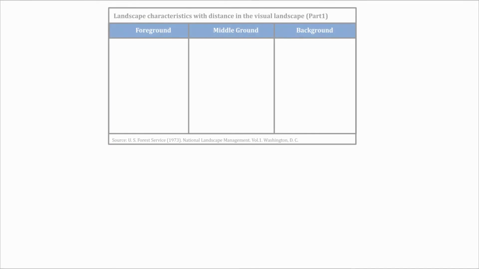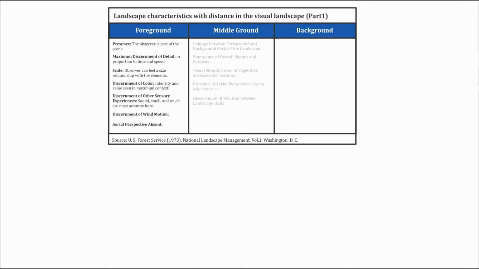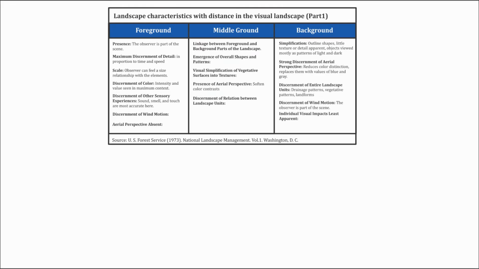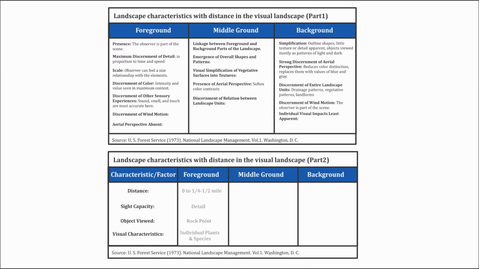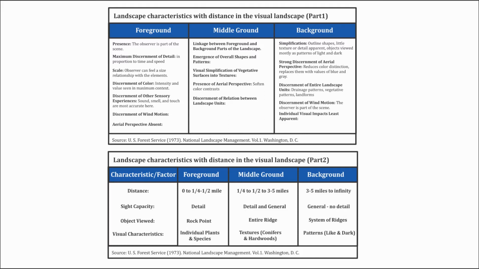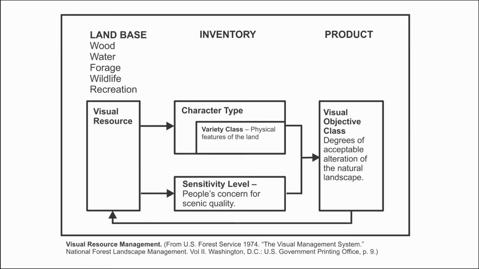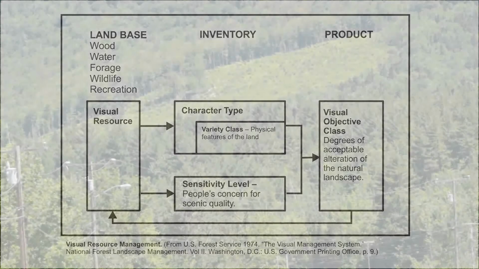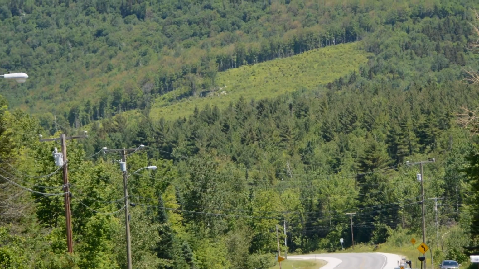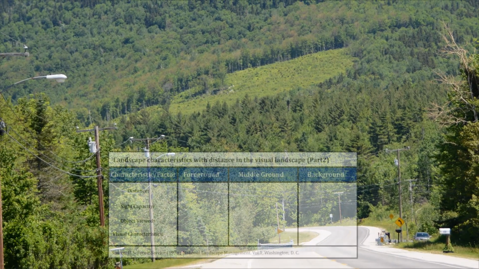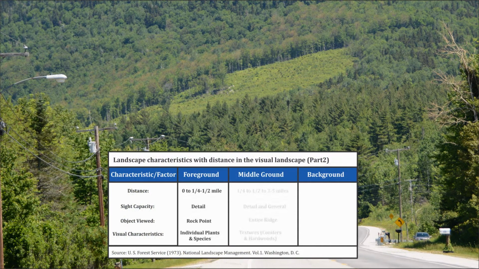Two tables used in the U.S. Forest Service Visual Management System form the foundation of this video. The Forest Service uses the Visual Management System to assess, classify, and manage the visual resource to help reduce conflicts under its multiple use concept. The two tables indicate the viewscape characteristics for the foreground, middle ground, and background.